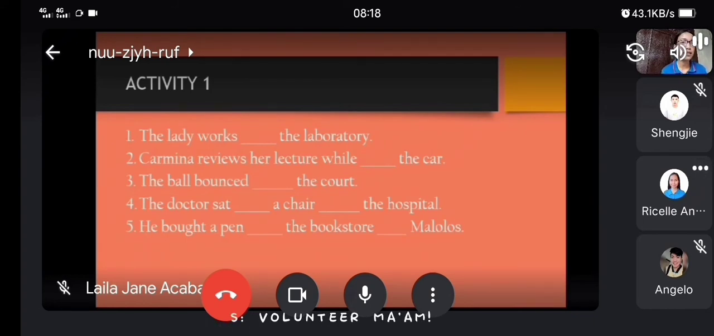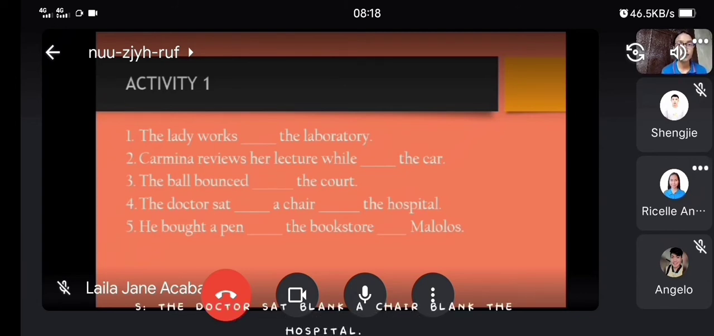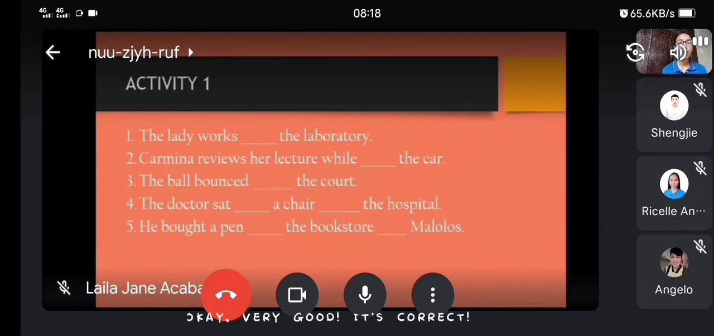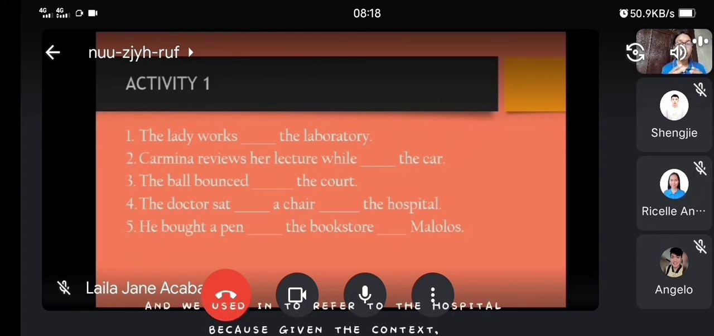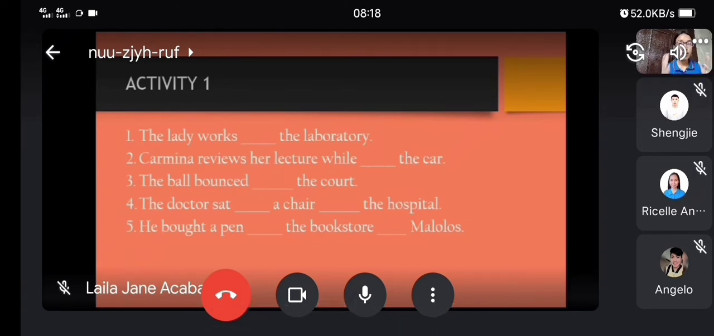Volunteer, ma'am. Okay. The doctor sat blank a chair blank the hospital. I think it's the doctor sat on a chair in the hospital. Okay, very good. It's correct because the doctor sat on a chair and we used in to refer to the hospital because, given the context, it can be considered as an enclosed space. What about the last one?